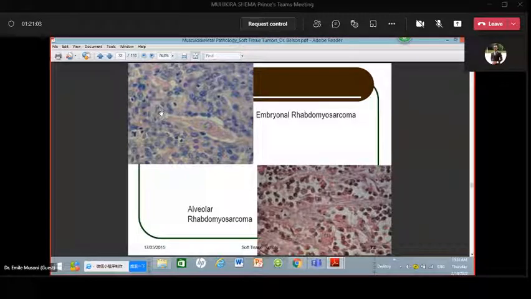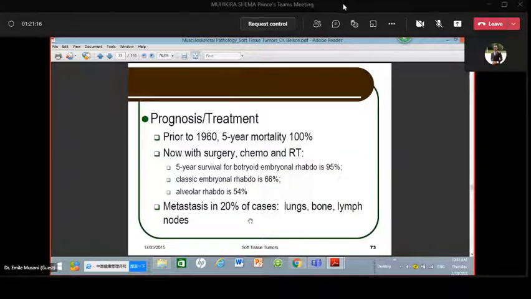These are those rhabdomyoblasts, even here. This one is alveolar, this is embryonal rhabdomyosarcoma. Currently, the 5-year survival for botryoid embryonal rhabdomyosarcoma is 95%, embryonal rhabdomyosarcoma 66%, and alveolar rhabdomyosarcoma 54%. Metastasis occurs in 20% of cases, commonly in lung, bone, and lymph node. So don't be surprised when you have rhabdomyosarcoma on the lower limb and then find some metastasis in the lung.